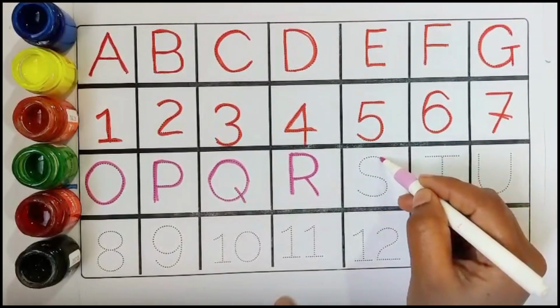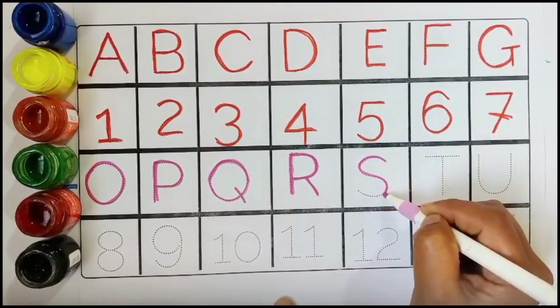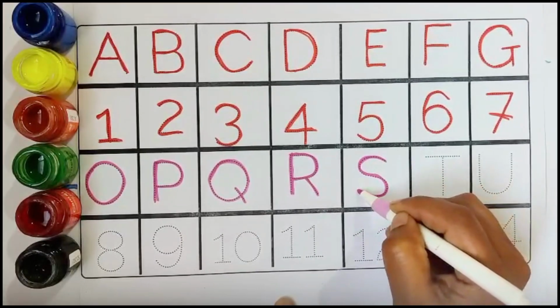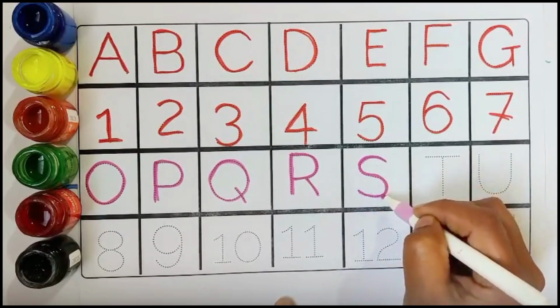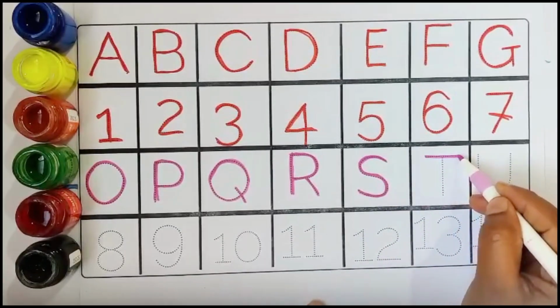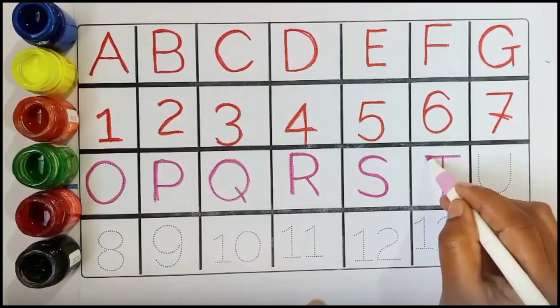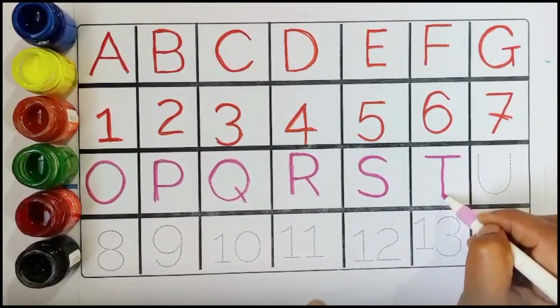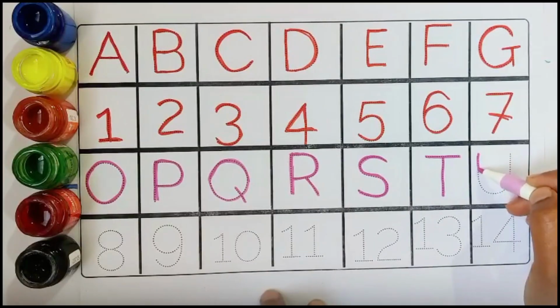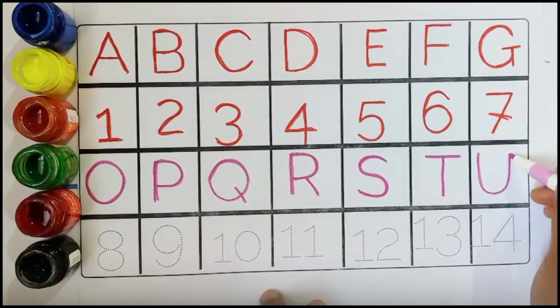S. S for sheep. T. T for train. U. U for uniform.